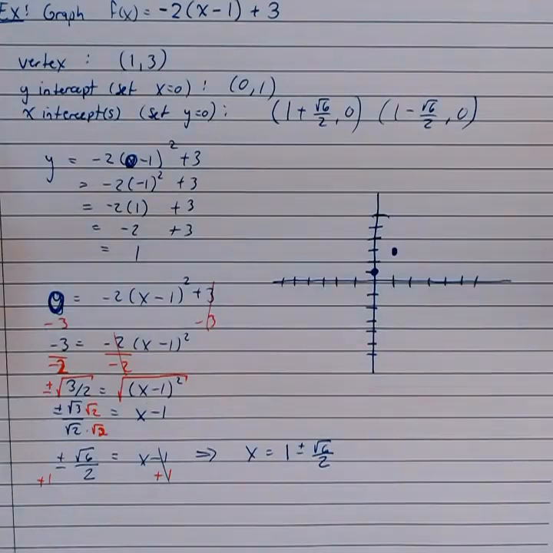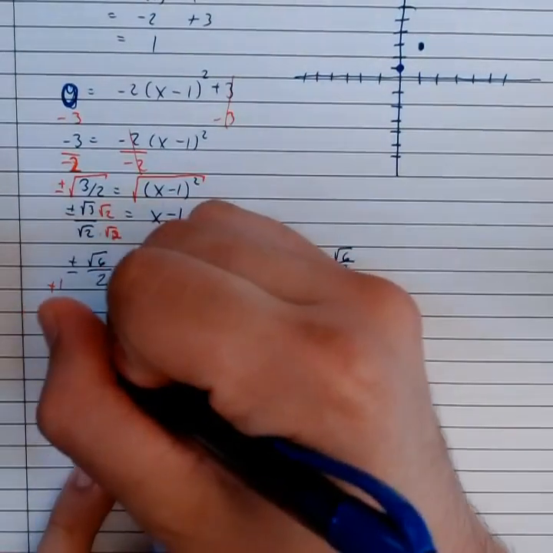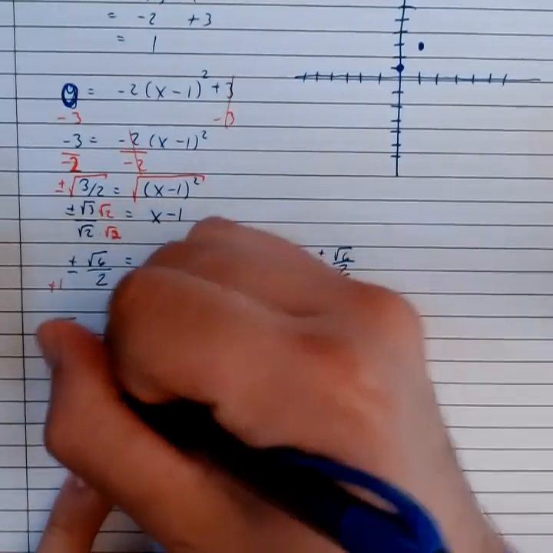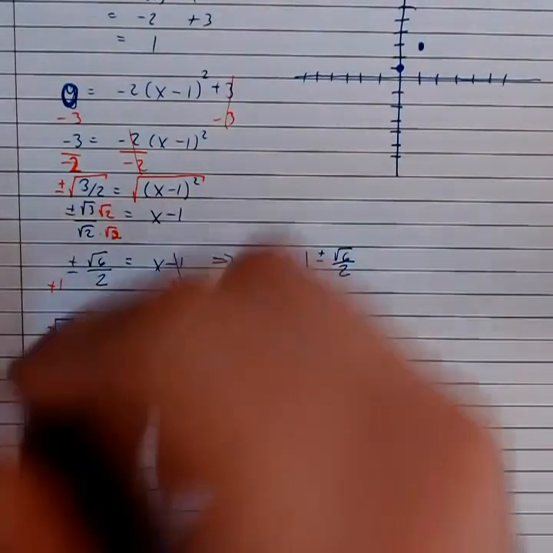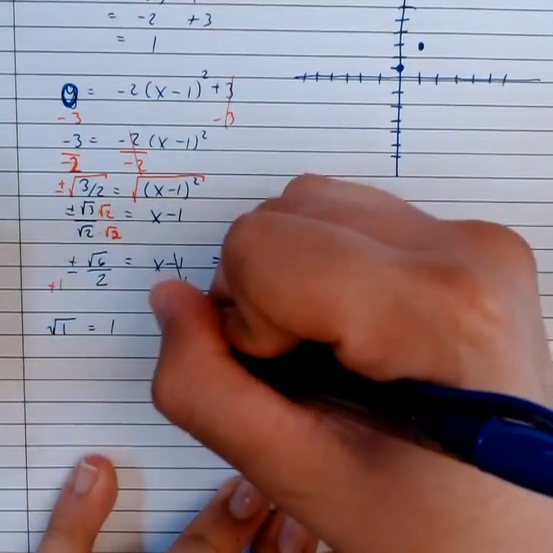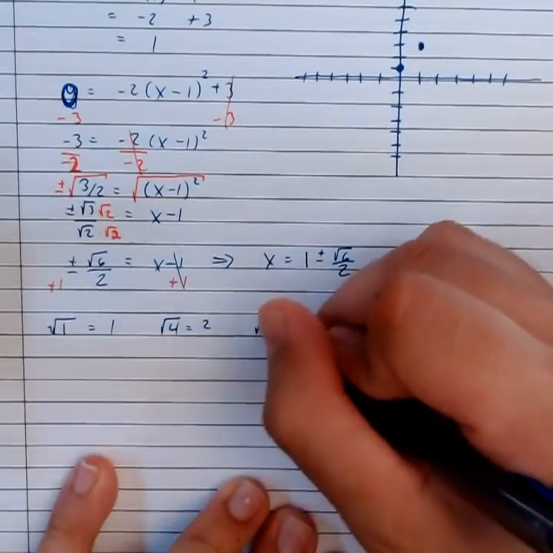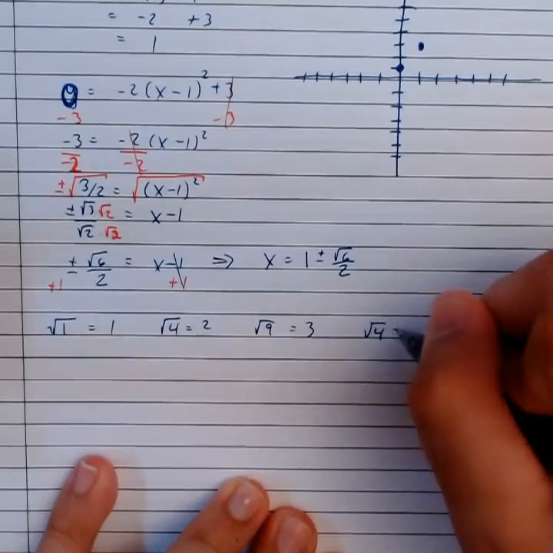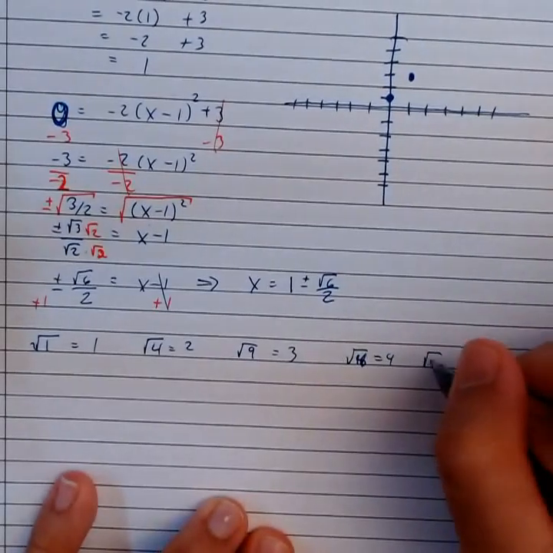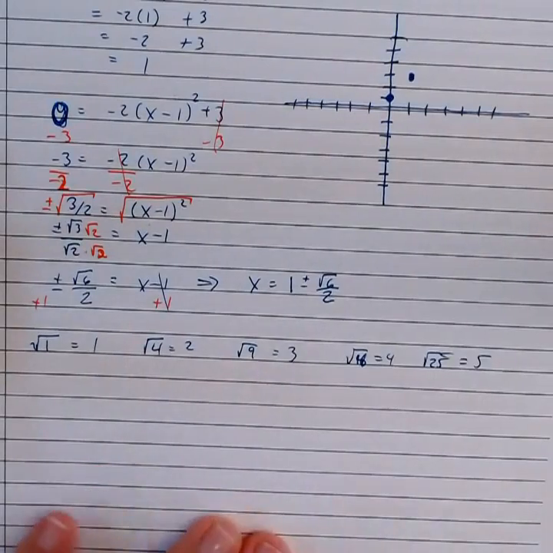Fortunately, I do know a bunch of other square roots. In fact, I know the square roots of every perfect square. Here, the square root of 1 is equal to 1. The square root of 4 is equal to 2. The square root of 9 is equal to 3. The square root of 16 is equal to 4. Square root of 25 is equal to 5. And so forth. I can keep on going.